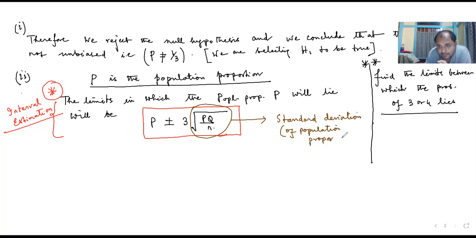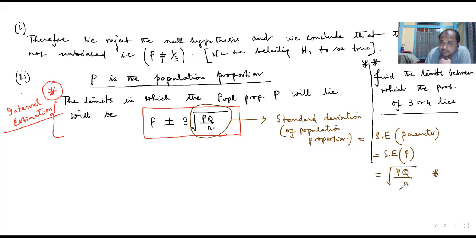In statistical hypothesis, it is sometimes also known as the standard error of the parameter considered. So here the parameter is capital P, and this is the standard error of capital P. And in interval estimation, in estimation theory, the standard error of the population proportion is given by the formula square root of PQ by N. This is the formula that I'm actually using over here.